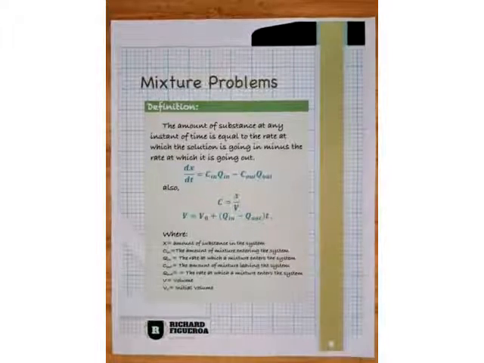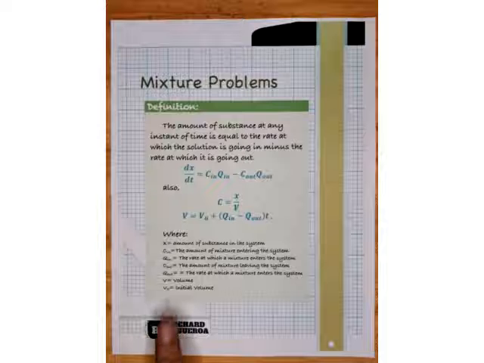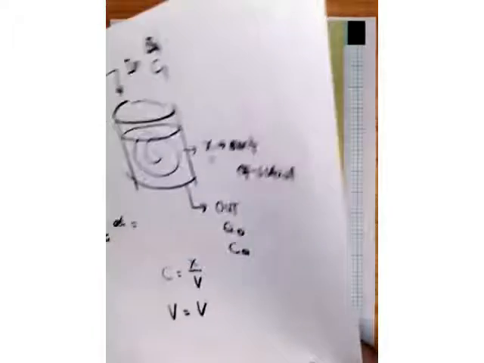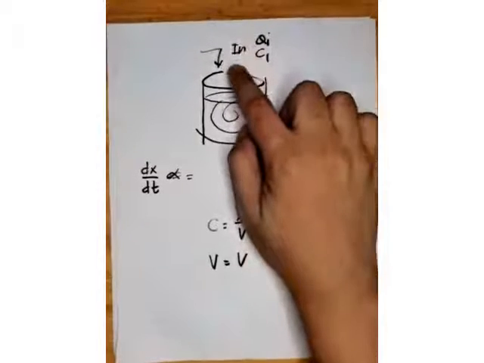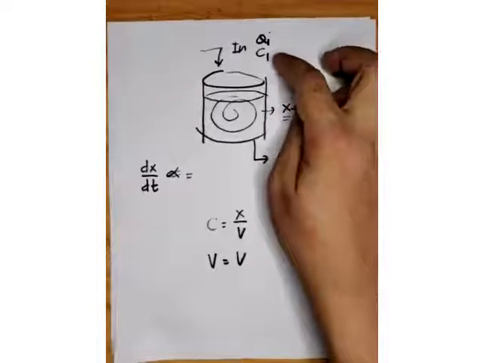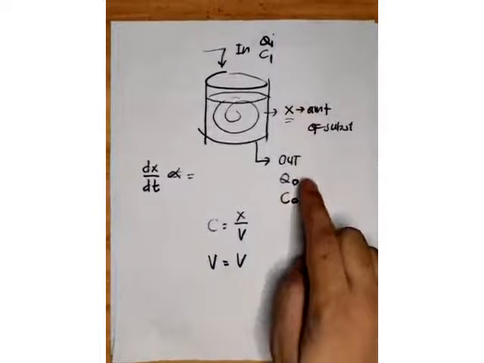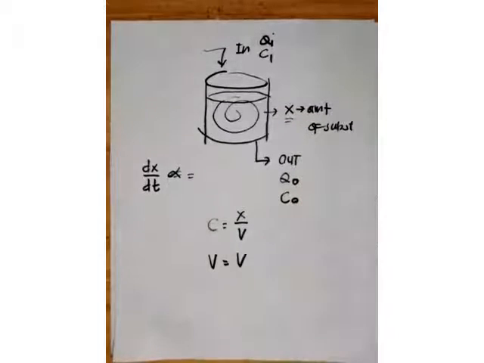Okay, so what is X? X is the amount of substance in the system. Again, I mentioned C and Q, and V is the volume, and V sub O is the initial volume. So it's like this: we have a solution entering the tank with a rate and a concentration, and the solution moving out of the tank also has a rate and a concentration.